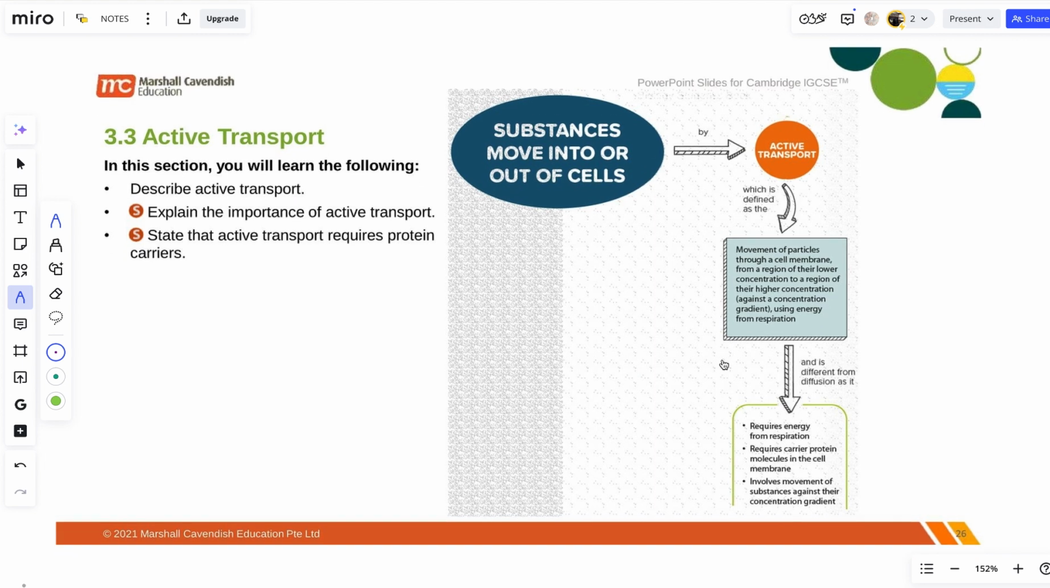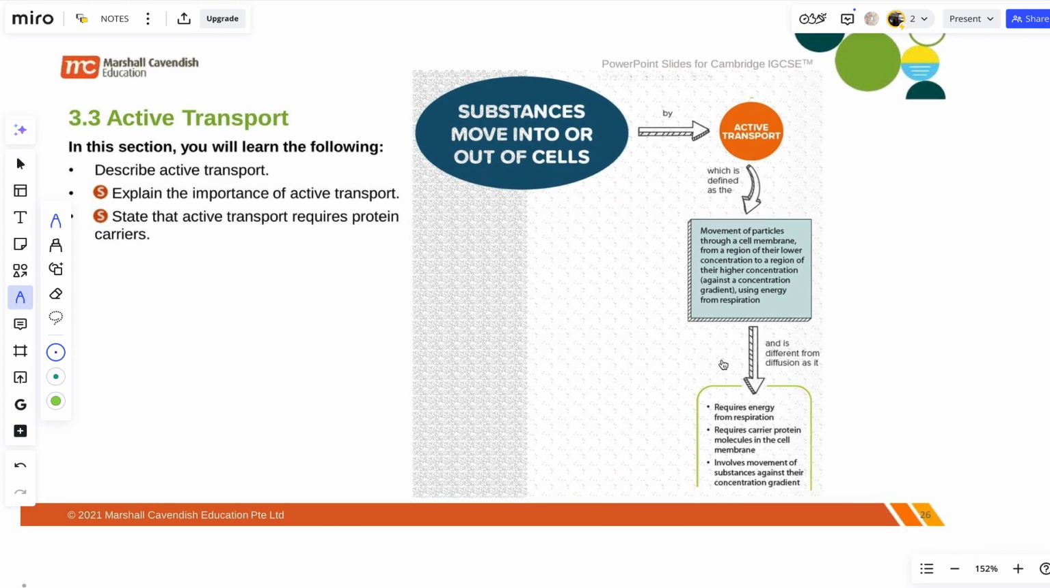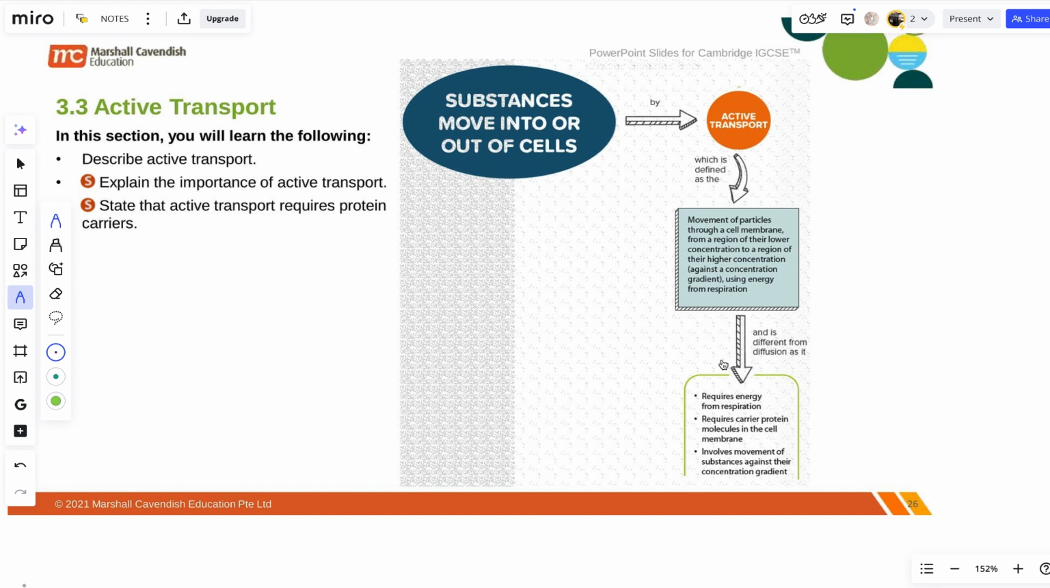called active transport. Now, what is active transport? Active transport is the movement of particles through a cell membrane from a region of lower. Now, this one is the movement of substances from lower to higher. Okay, remember the first two we treated are from higher to lower, but this one is from lower to higher. So it will require energy. It will require energy to push them up the slope.